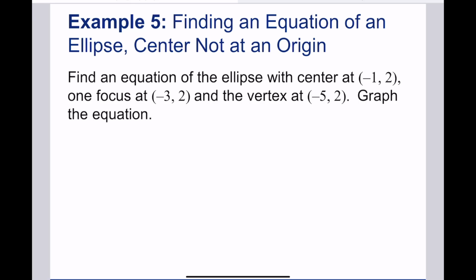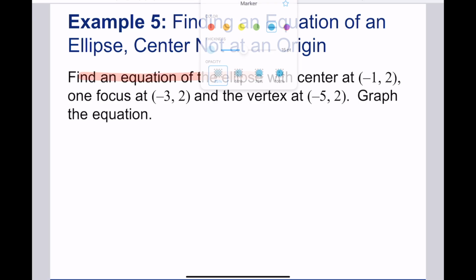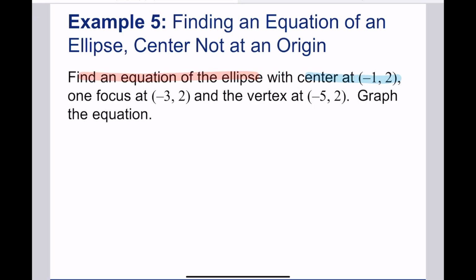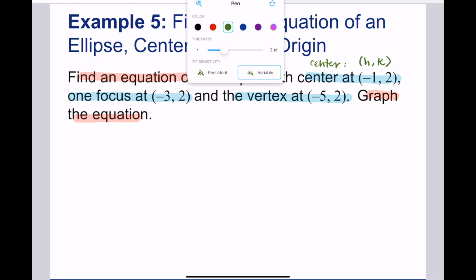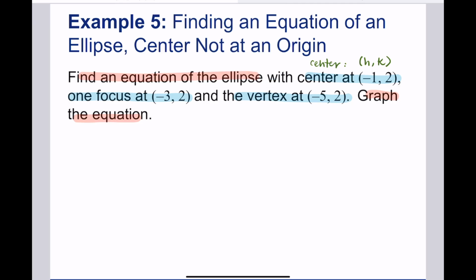So let's find the equation of our ellipse with the center at -1, 2. We have one focus at -3, 2, and a vertex at -5, 2. And we also want to graph this equation. So when the center is at -1, 2, in general we say that our center is the ordered pair h comma k. So that means h is -1 and k is 2. Then we see we have a focus at -3, 2 and a vertex at -5, 2.